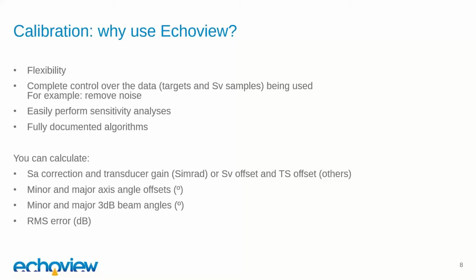EchoView allows you to calculate SA correction and transducer gain for SIMRAD data, or generic SV and TS offsets for all other file formats. Plus, for split beam data, our angle offsets, our beam angles, and we also calculate the RMS error.